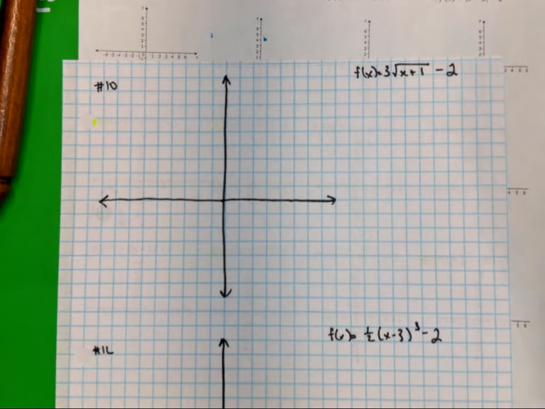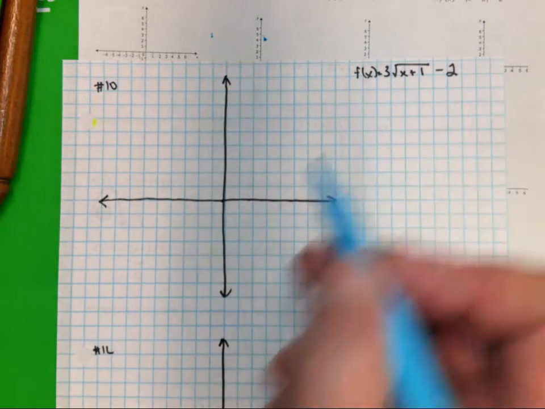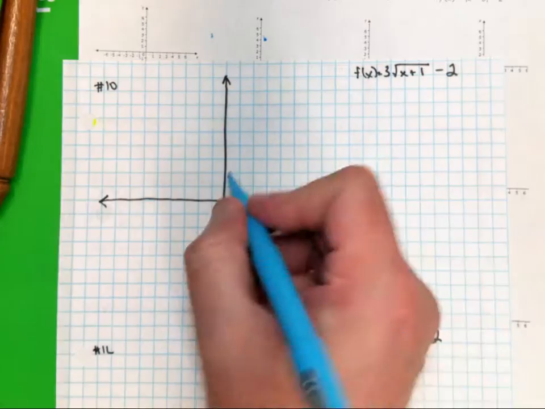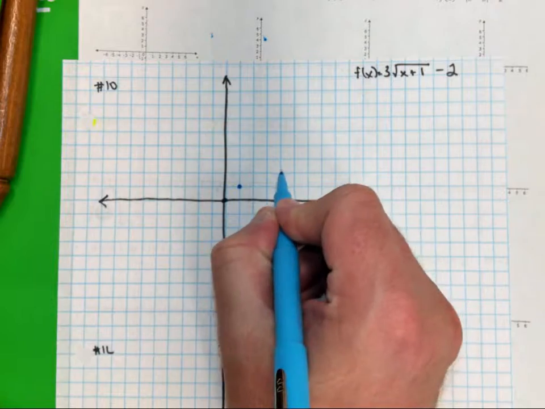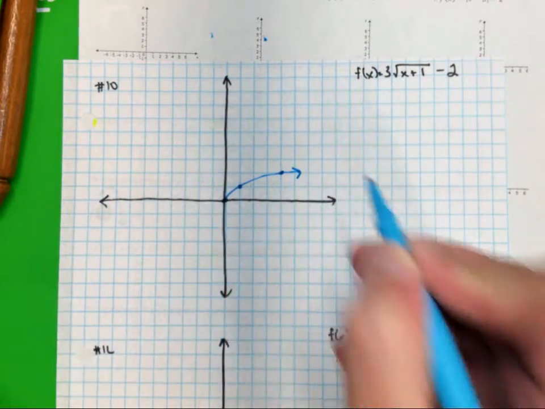Number 10. What's our parent function there, Matthew? On number 10, what's our parent function, buddy? Square root. So I'm going to graph that. Square root of 4 is 2. So there's my parent function.